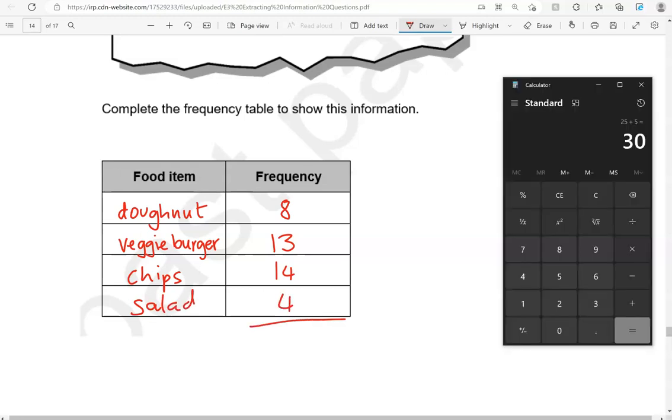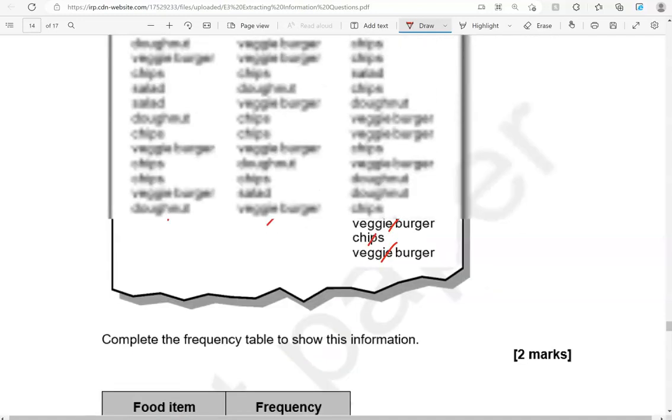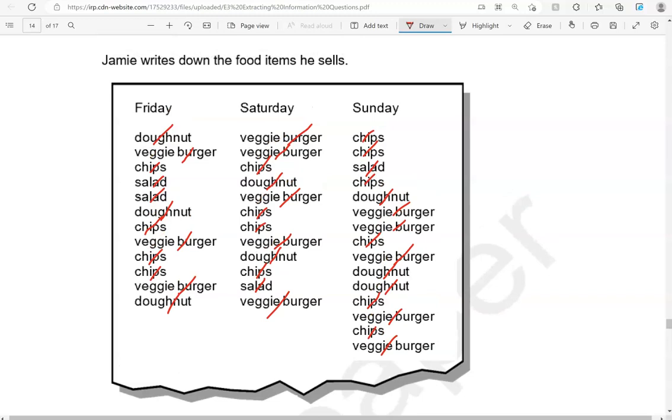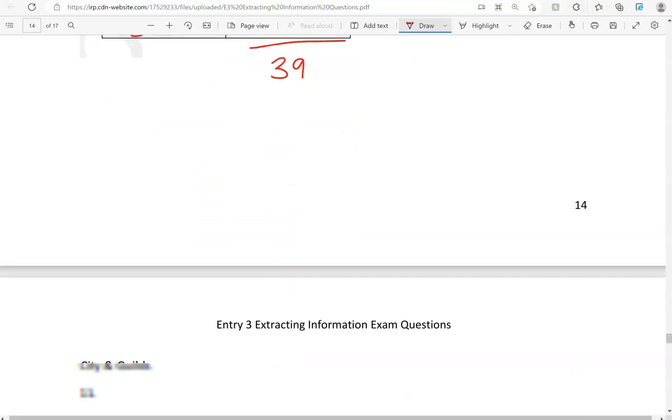Let's work out the total. So 8, 13 and 14 and 4 gives us 39. Do we have 39 orders in here? So 1, 2, 3, 4, 5, 6, 7, 8, 9, 10, 11, 12 and another 12, that is 24, and another 12, that is 36, 37, 38, 39. So that tells us we've done this correctly.